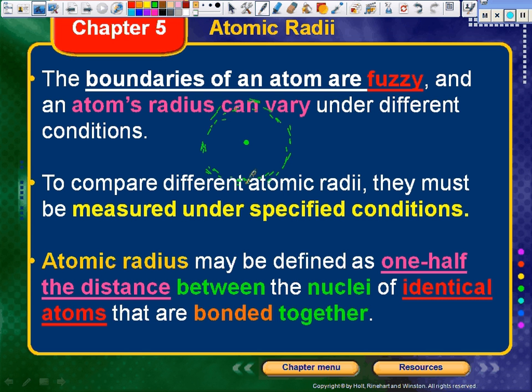So compare the different atomic radii. They must be measured under specific conditions, and this is what it is. The atomic radius may be defined as one half the distance between the nuclei of identical bonded atoms.